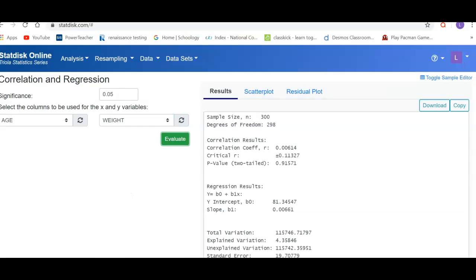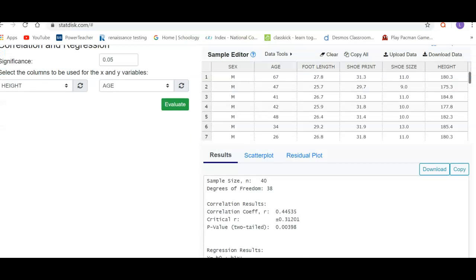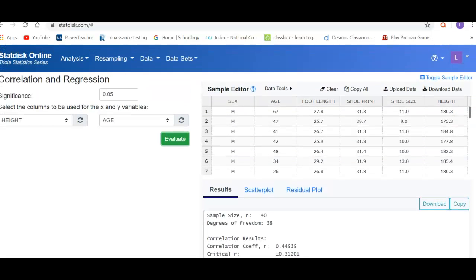So let's go down here. Our adjusted r squared is a negative 0.00332. Our r squared is 0.004. Hang on. Sorry about that. I had the wrong data set. This here is supposed to be data set 2, foot and height. So please change to data set 2.